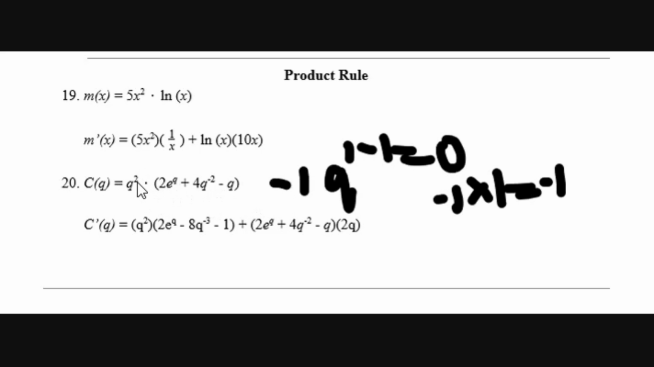So you use the power rule, and you say 2 times 1 gives you a 2, and reduce this 2 by 1, which is 2 minus 1 gives you a 1. So it's 2q to the first power. And so that's how you would use the product rule.